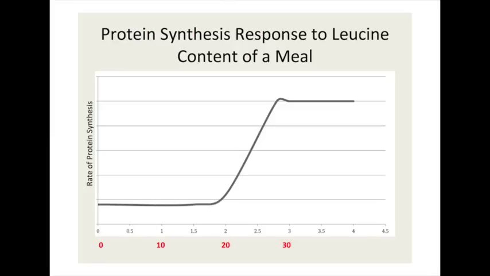Okay. So how does this then relate to protein? There we go at the bottom in red. So it's about 10 grams, 20 grams, 30 grams of protein we need in a meal in order to stimulate protein synthesis. 30 grams. That is the magic number.